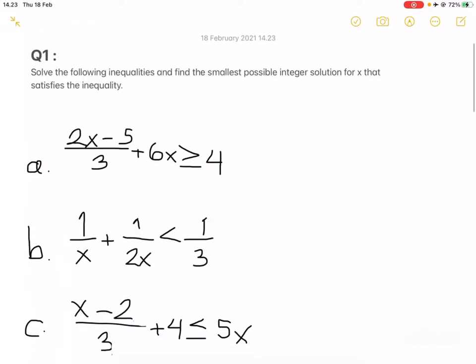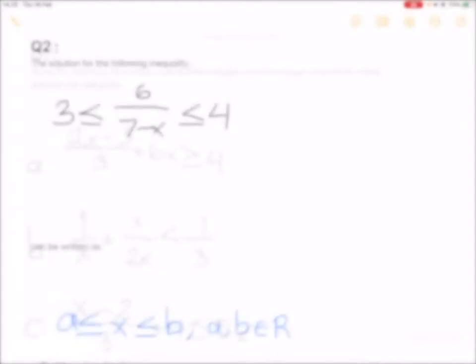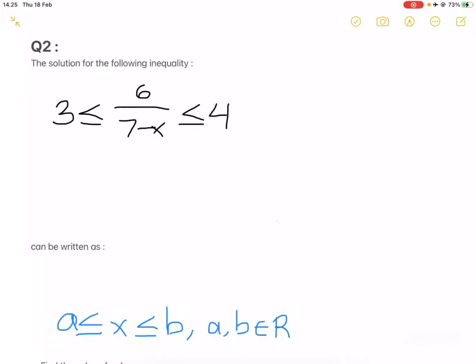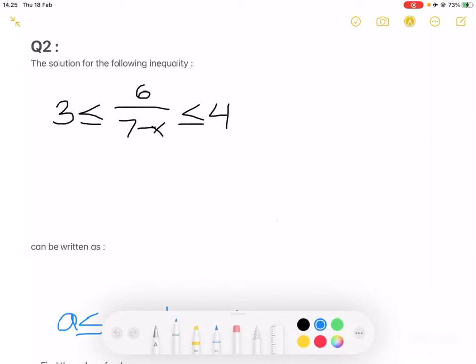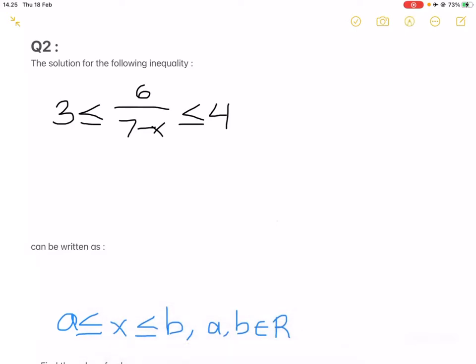Alright, so that's the first question. Let's jump into the second one. Alright, so this is the second question. It says the solution for this inequality, and notice this looks pretty complicated, but you can divide this into two cases of simpler inequalities, and then solve from that.